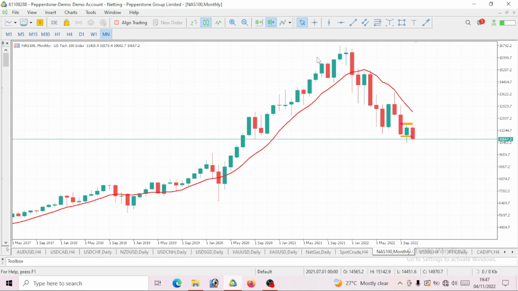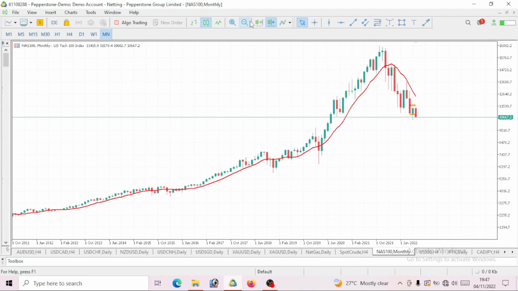So, guys, let's take a look at our Nasdaq 100. By the way, we want to predict where this Nasdaq will be moving this week, right? So let's start with the monthly time frame. We would start from the higher time frame. At first, we can see this movement, right?